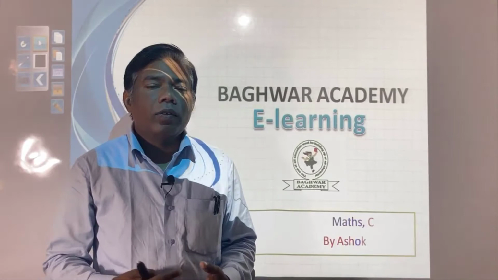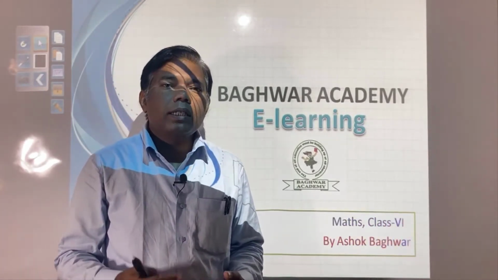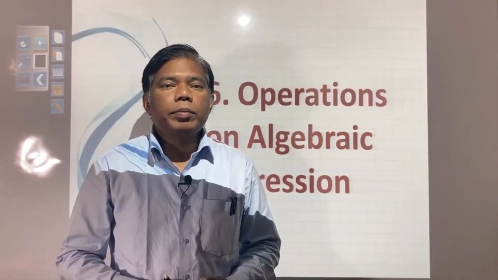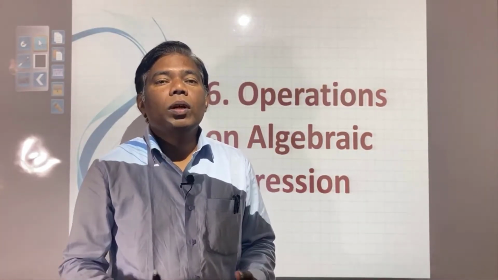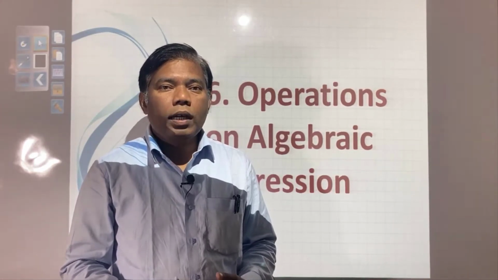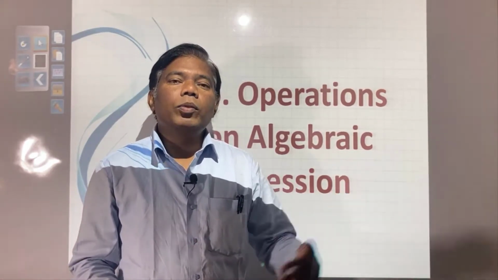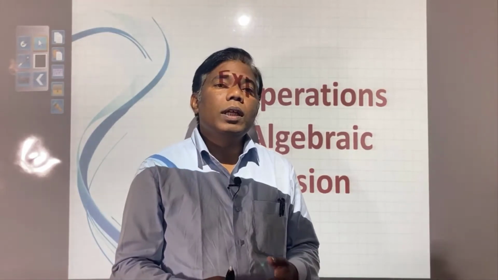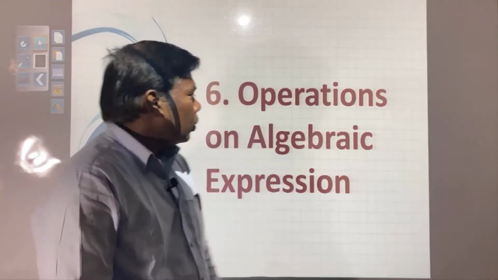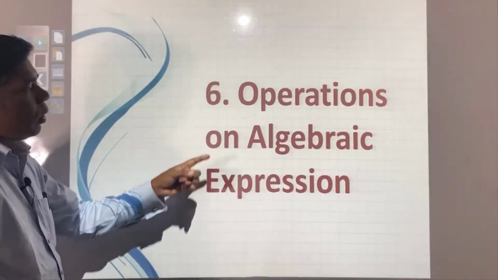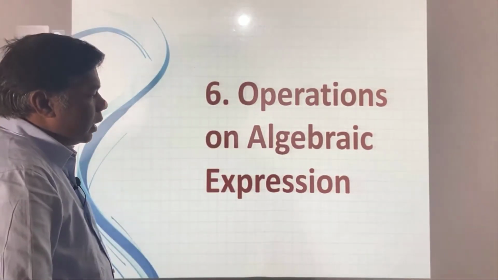As we were doing playing with numbers, last day we had completed that chapter. We had completed exercise 5C and it was told to complete exercise 5D. I hope you must have done. Those who have not done, again I am requesting, complete up to exercise 5D. It means chapter playing with numbers. And it was told that in next class we will start a new chapter. So today we are starting a new chapter, that is operations on algebraic expressions.